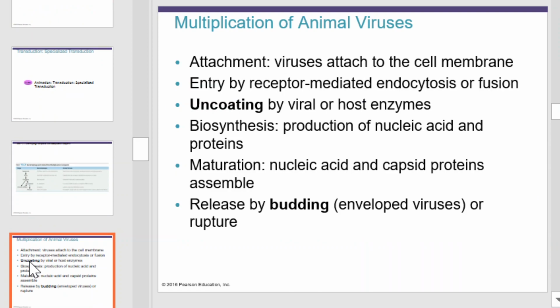Multiplication of animal viruses. When animal viruses reproduce, the virus can attach to the cell membrane. Entry by receptor-mediated endocytosis or fusion occurs next. The virus will uncoat. Biosynthesis follows. Maturation, where the nucleic acid and capsid proteins assemble, filling the host cell to the point where it may explode or have the virus released by budding.